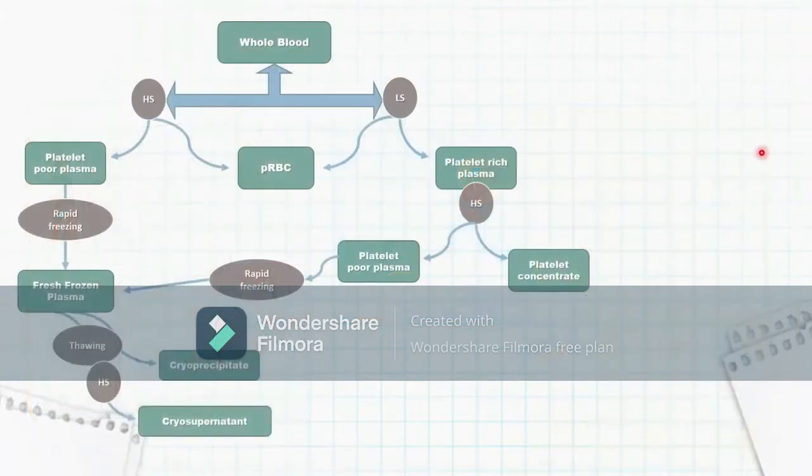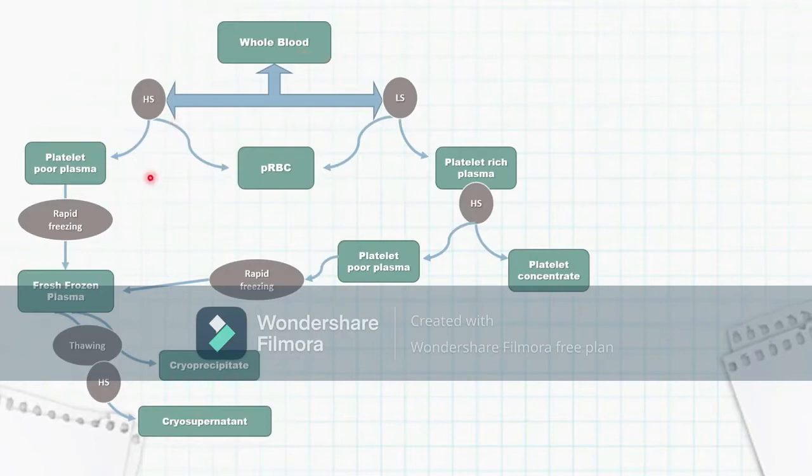Component preparation will begin, of course, from the collection of a single whole blood unit. But we must be aware that another technique for the collection of specific blood components is actually available, and that is through the process of apheresis. But we will be talking about apheresis in another video.